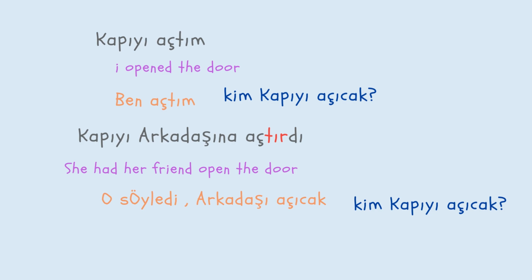Kapıyı açtım. I opened the door. Who did this action? Kim kapıyı açtı? Ben açtım. I did open the door. But when I say kapıyı arkadaşına açtırdı, it means he had his friend open the door. So he said and the friend did the action. In this case, o arkadaşına açtırdı. The person who said, followed by the person who did the action, followed by the action that's done.